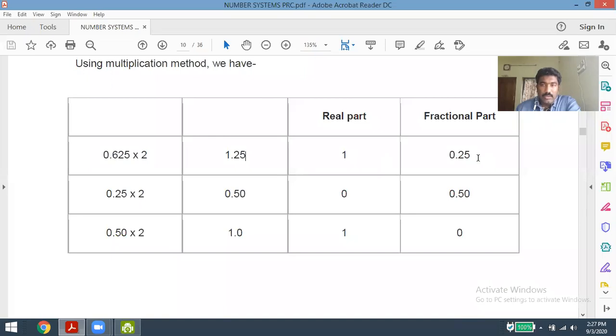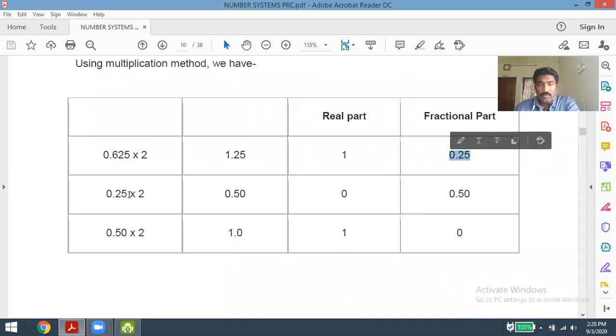Again take this 0.25 and multiply with 2. Here 2 is the base I require, because I want to convert this given problem into base 2. Don't multiply with an unwanted number, just multiply with whatever base you want. So what is the fractional part I have left here?